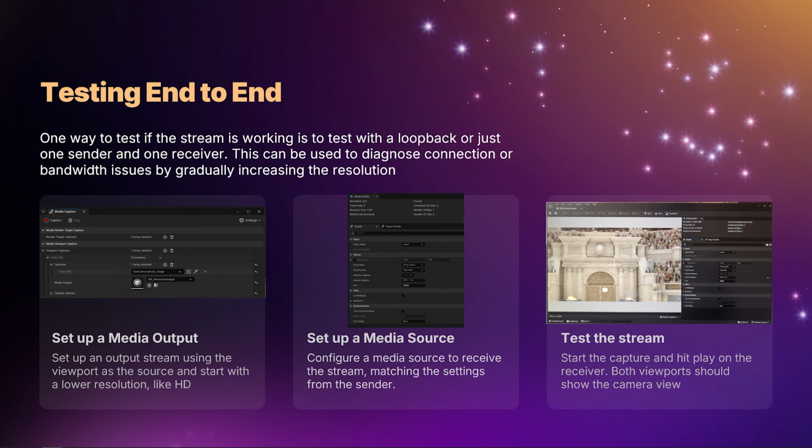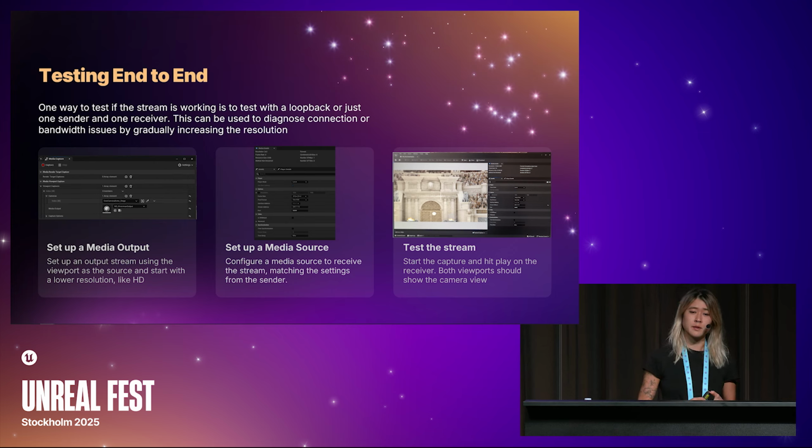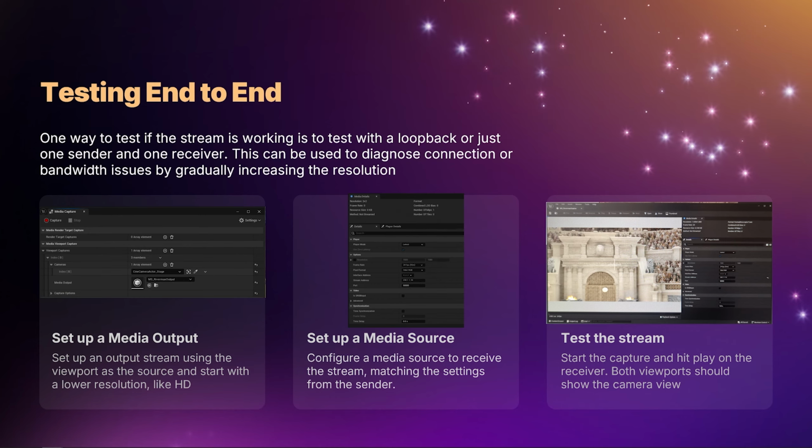So I think one way to approach it is to try to isolate the issue. Maybe first try testing end to end. You can test as a media source and output, just from two editors as a sender and receiver. You can also test on the same node, but it's probably best to test on two separate ones. So here's some setup of the media output and the media source, and if it's working, it should be like that last picture, where you'll see the viewport or the camera view in both your media sender and receiver.